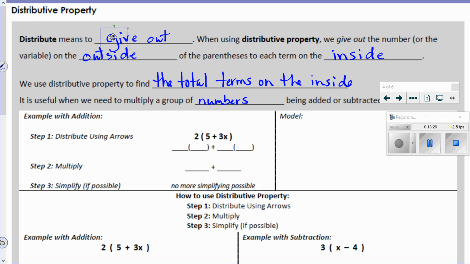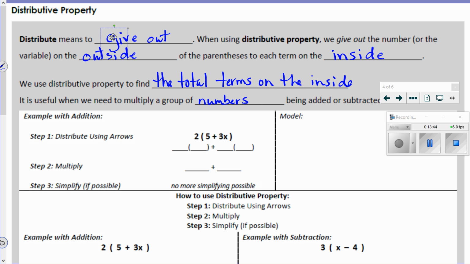It also works well with variables. Okay? Now, there are 3 steps to making this work. Step 1, I distribute, just writing the arrows. So this is the first step, guys.